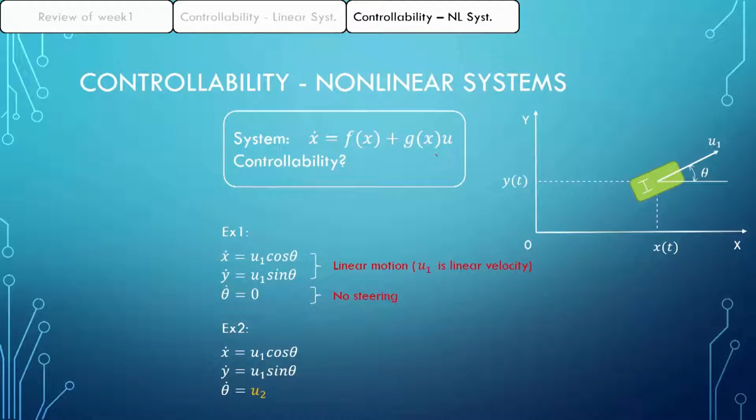So we want to see, given these examples, which one is controllable. So of course, it's a nonlinear system, right? Which satisfies these criteria. And we want to see if this system is controllable or not.